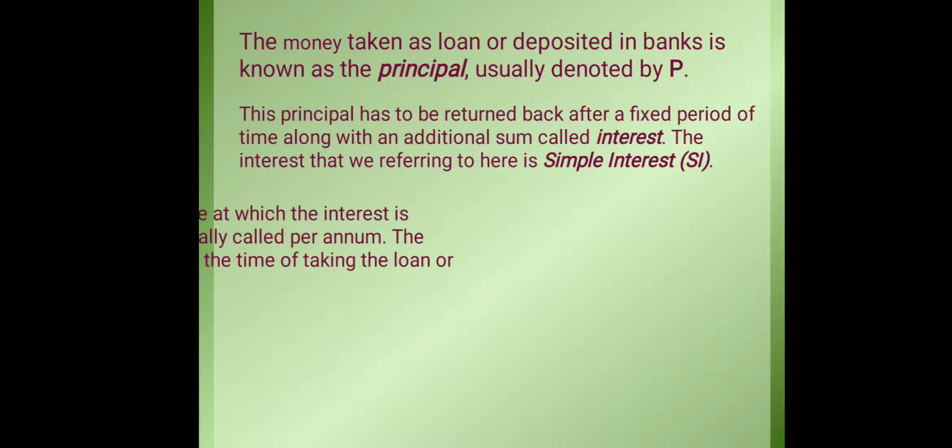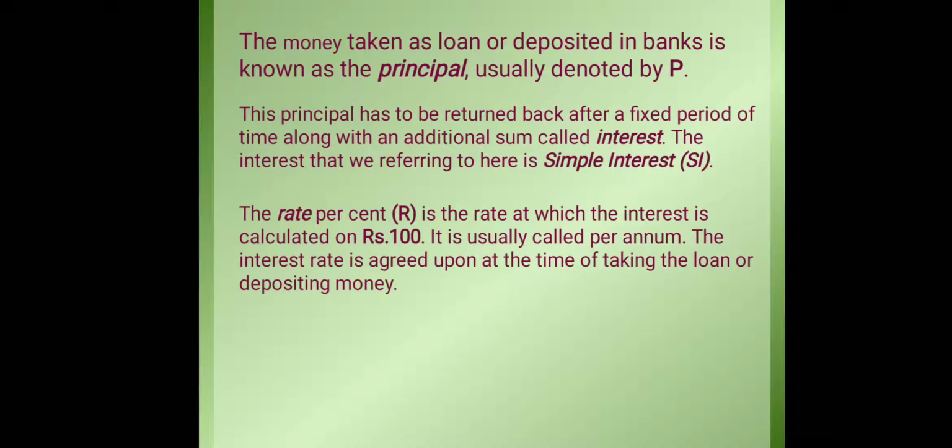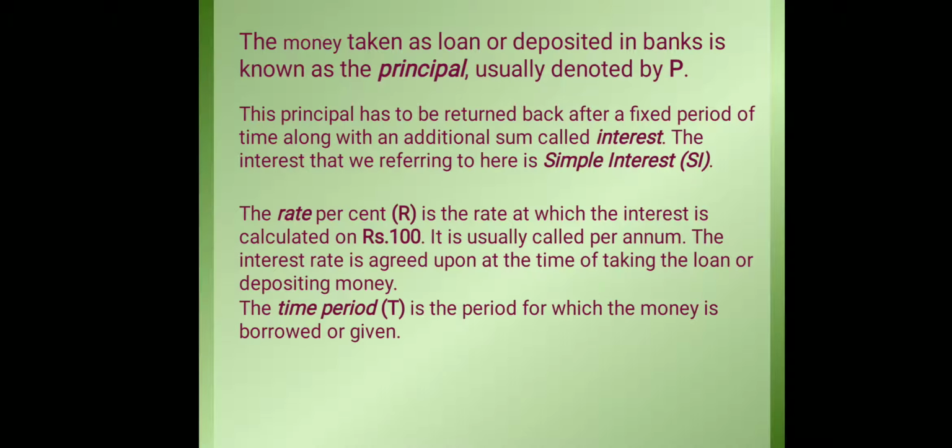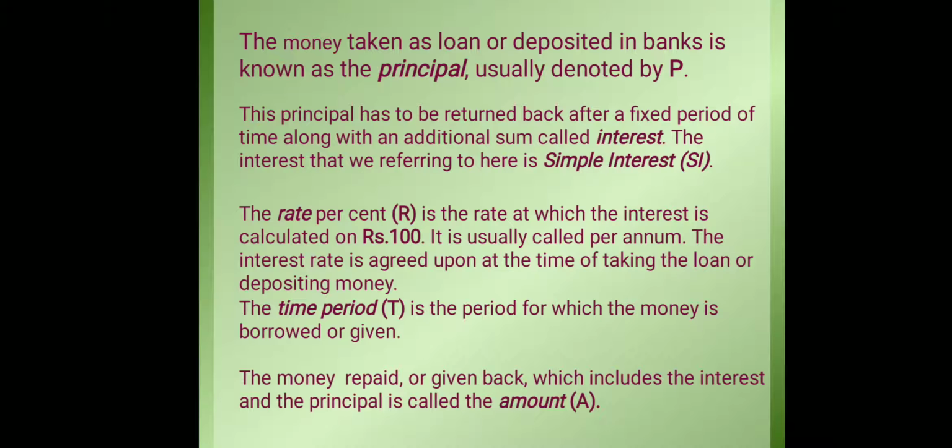I. The rate percent R is the rate at which the interest is calculated on rupees 100. It is usually called per annum. The interest rate is agreed upon at the time of taking the loan or depositing money. The time period T is the period for which the money is borrowed or given, and the money repaid or given back, which includes the interest and the principal, is called the amount A.